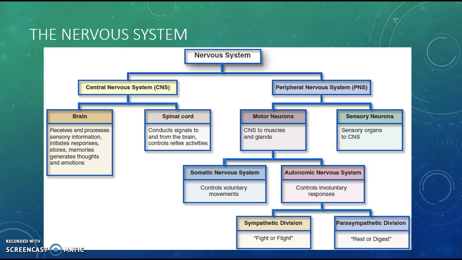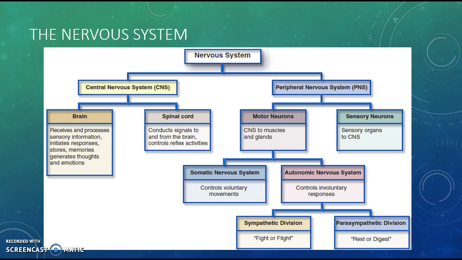Our peripheral nervous system is broken down into 2 types. Our motor neurons and our sensory neurons go right to the peripheral nervous system and control action. Our somatic nervous system controls voluntary movements, where our autonomic nervous system controls those that are involuntary, such as breathing, heartbeat, any of the things that we don't have to think about on an active basis. And if you want to think about it, autonomic, automatic sounds similar.